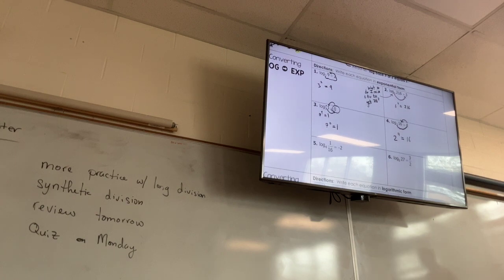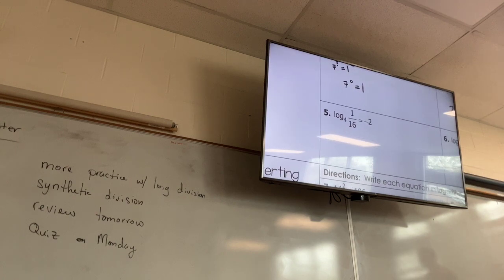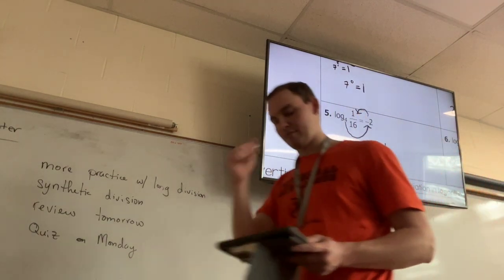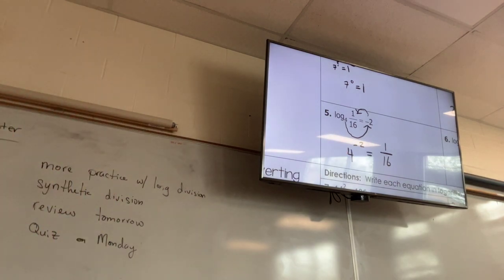Okay. Number 5 here. Can anyone tell me? Don't you get like negative 16 you have to flip it? 4 to the negative 2 equals 1 over 16. So I'm just trying to rewrite it in exponential form. Yeah, so you're right. You would flip that, 4 to the negative 2, and then square the bottom.